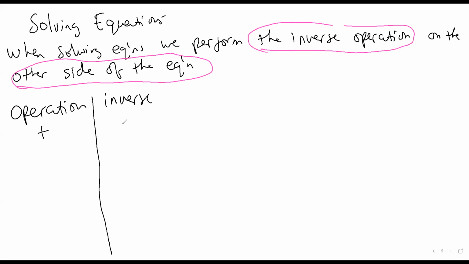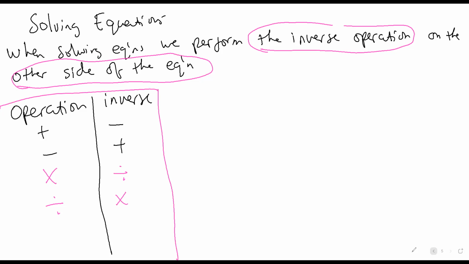The inverse of add is subtract, the inverse of subtract is add, right? So now the new thing we want to do here, the inverse of multiply is divide, and the inverse of divide is multiply, right? Nice. Good. So let me show you all what I mean here.